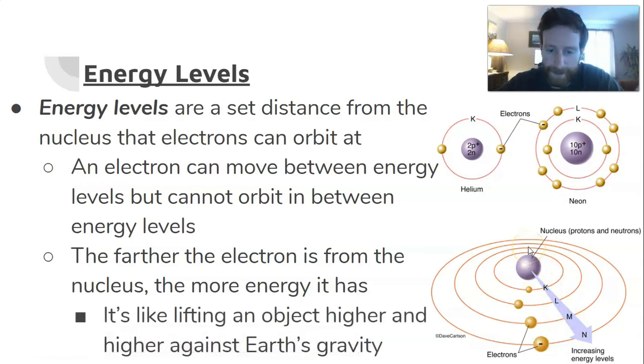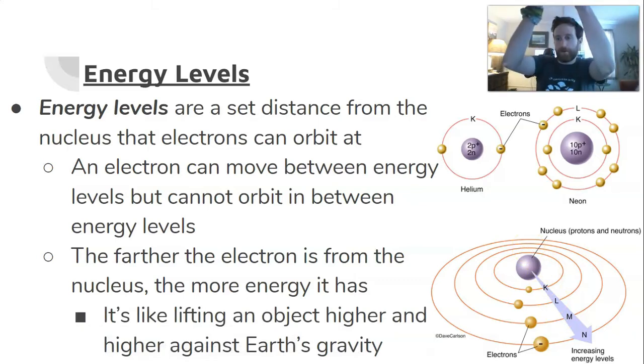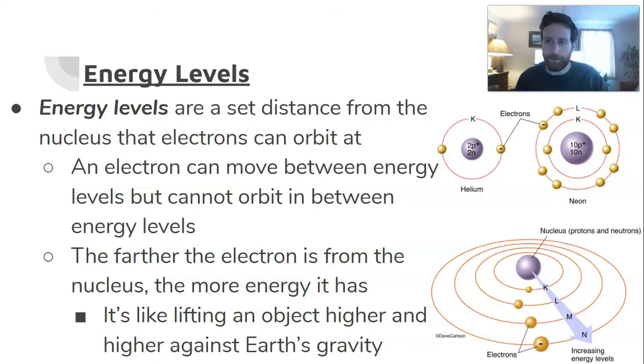The way I would think about this is it's like taking an object and lifting it up farther from the center of the Earth. As you do that, you're storing more gravitational energy in that object. Here, as you take the electron and try to pull it away from the positive nucleus, you're taking that negative charge and moving it away. That's increasing the amount of electrical potential energy it has.